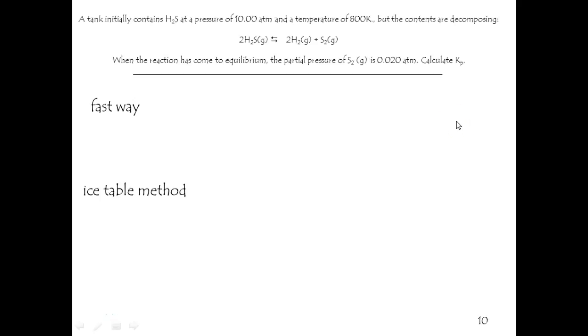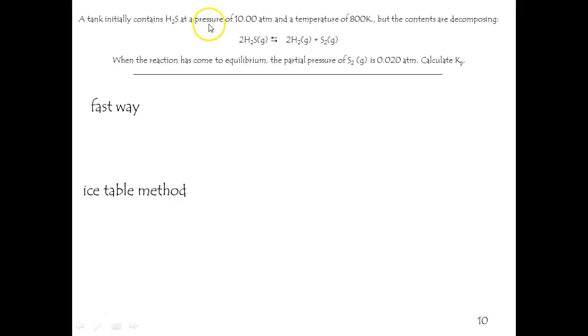Okay, this is our third example of calculating an equilibrium constant given some conditions. Let's go ahead and read the problem, and we'll show a fast way to do this as well as the reliable but slower ICE table method of doing it. In some kind of container that initially has hydrogen sulfide at a pressure of 10 atmospheres.